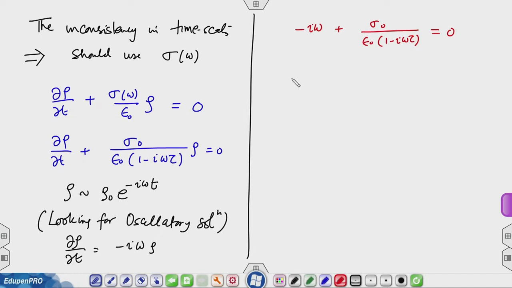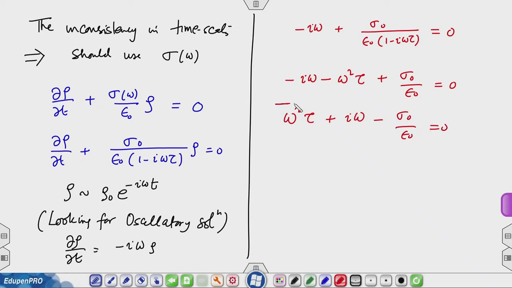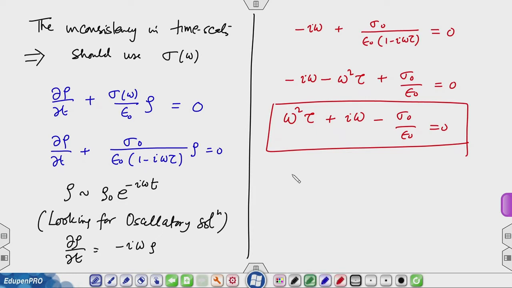If I take everything in, I get minus i omega plus omega square tau plus sigma 0 over epsilon 0 is equal to 0. I get omega square tau plus i omega minus sigma 0 over epsilon 0 equals 0. That is my working equation for this omega. Let us find out what it is. The solution then is omega equals minus i plus or minus square root of minus 1 plus 4 sigma naught over epsilon naught, divided by 2 tau.